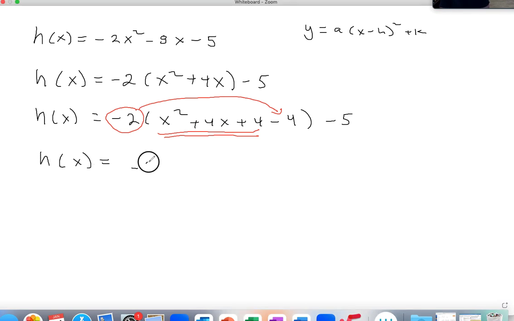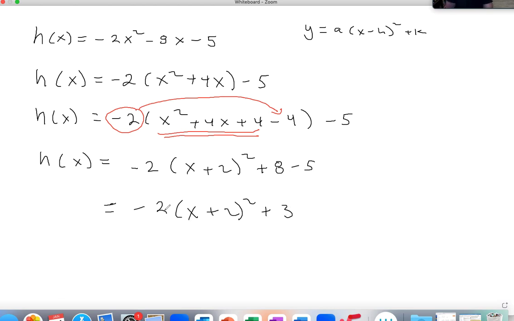it will look like -2. I'll go ahead and factor this while I'm here. So x plus 2 quantity squared. And then -2 times -4 would bring out a +8 and a -5. And then rolling those two together, I get h of x equals -2 (x plus 2) squared. 8 minus 5 make +3. So my a is the -2. My h is that 2, and then k is 3.